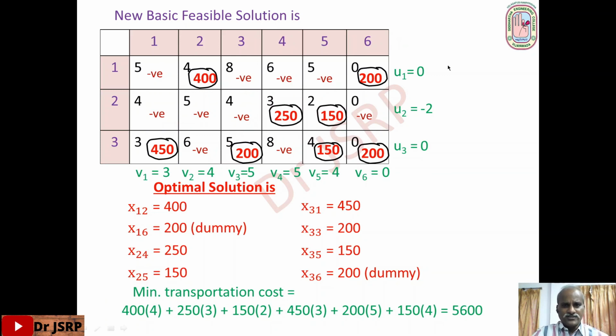Okay. So what is the meaning of this solution? From the first origin to the second destination, 400 units are transported. From the second origin to the fourth destination, 250 units, and from the second origin to the fifth destination, 150 units, like that. From the third origin to various destinations, the amounts are these. So this is the transportation schedule, and this is the minimum transportation cost.